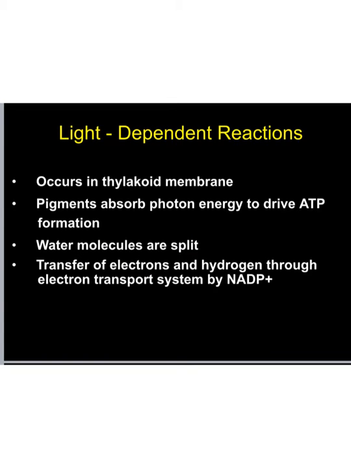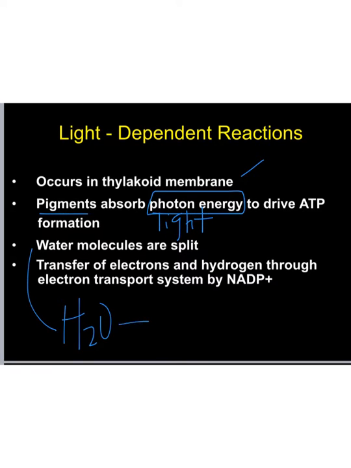All right, so let's talk a little bit about the light-dependent reactions. Again, these occur in the thylakoid membranes. We're going to use those pigments that we talked about, the chlorophyll A, the chlorophyll B, and the accessory pigments, to absorb photon energy. So this is light energy from the sun. We're going to use those pigments to absorb that light energy and drive the production of ATP. We are going to take a water molecule and split it apart. When we split water apart, we're going to get hydrogen ions, we're going to get oxygen, and we're going to get some electrons. We'll talk about the importance of that.